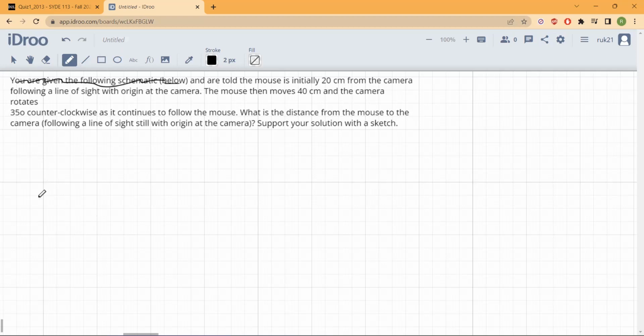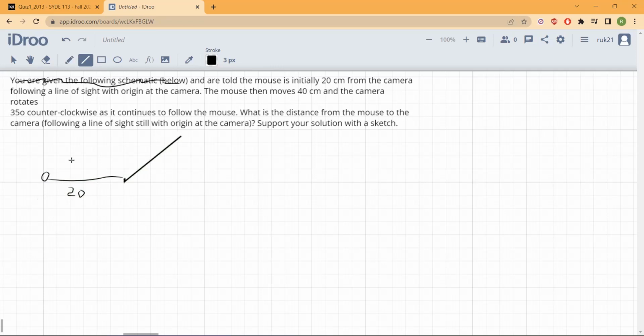So today I'm drawing with the mouse, so sorry if it's messy. So let's start. So here's going to be our camera, and then this is going to be our mouse. So originally, these 2 points are 20 centimeters away. Then the mouse moves 40 centimeters away from the camera. Let's say it moves right over here. And that's a perfect straight line. Let me adjust it. So there you go.